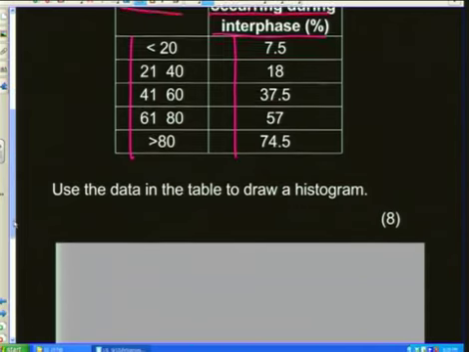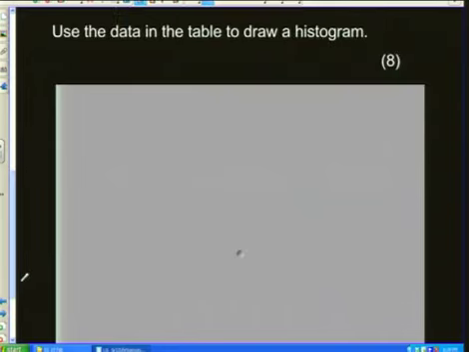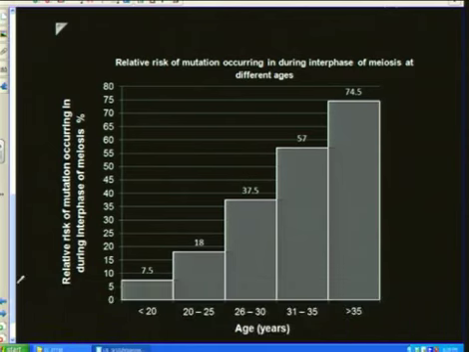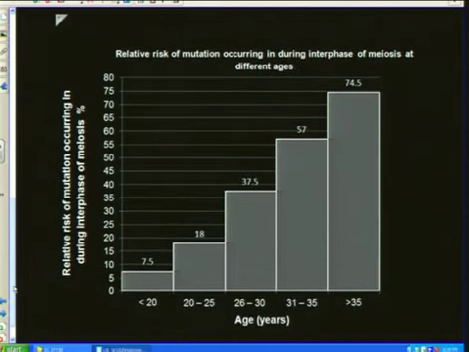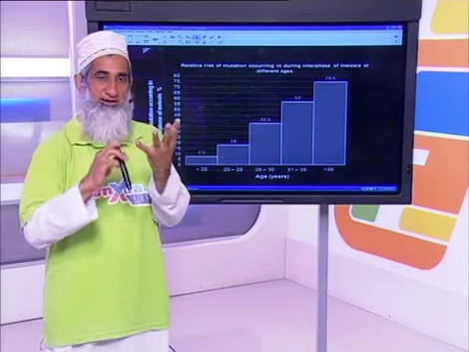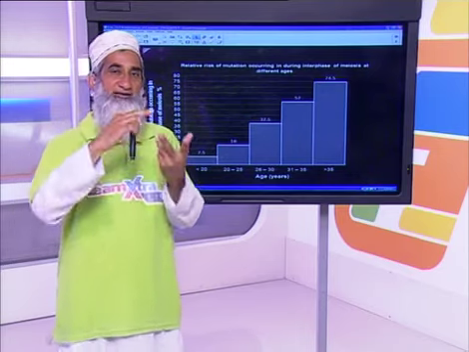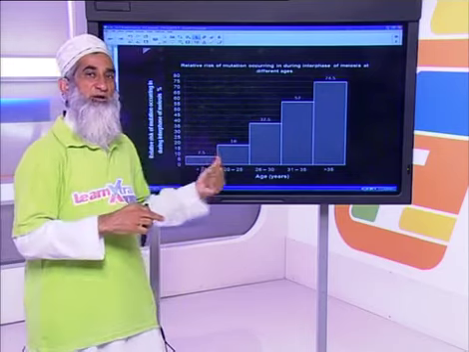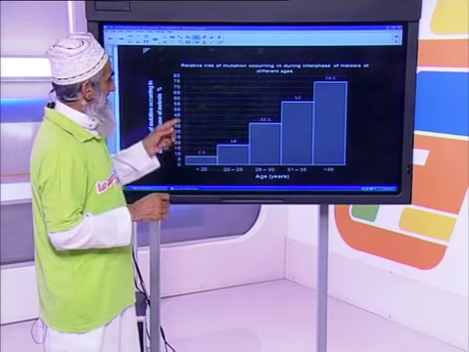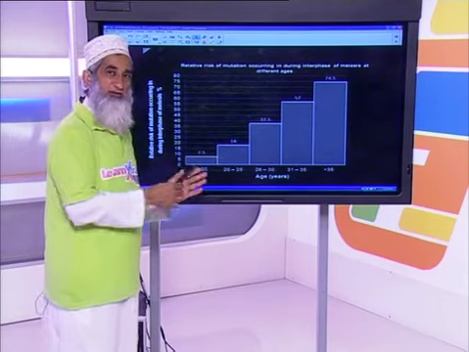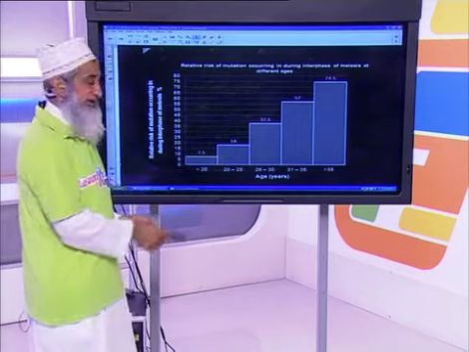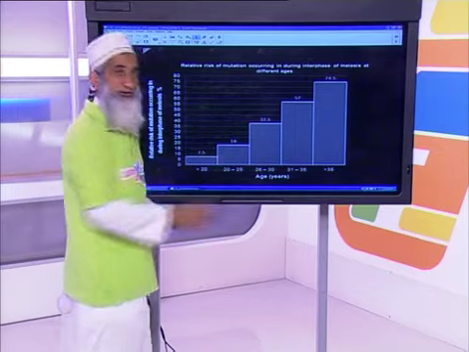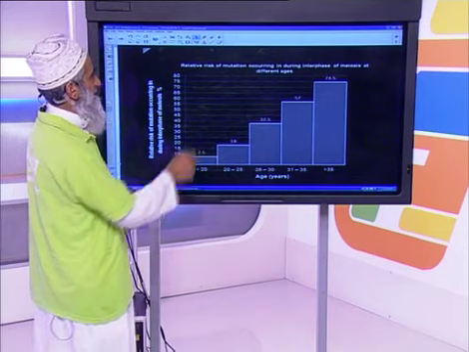Important thing is here, we need to use the data in the table to draw a histogram. And again, this is also in your notes, so I'm just going to go straight to it. Every graph, remember the 4 graphs that you need to be able to draw: line graph, bar graph, histogram, and a pie chart. So today we're looking at a histogram. The thing about a histogram is ideal for groups of information like this, and notice there are no spaces between the bars. That makes it a histogram.